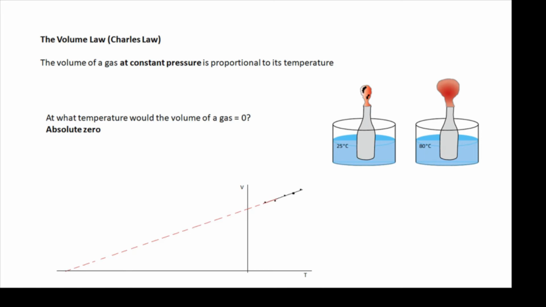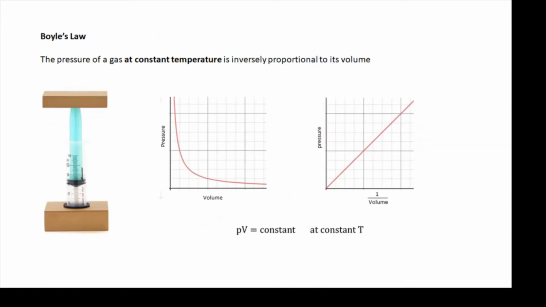So we've done pressure and temperature, and we've done volume and temperature. The third one is going to be pressure and volume, and that has a name. It's called Boyle's law. Boyle's law says that the pressure of a gas at constant temperature is inversely proportional to its volume. So pressure is inversely proportional to volume.